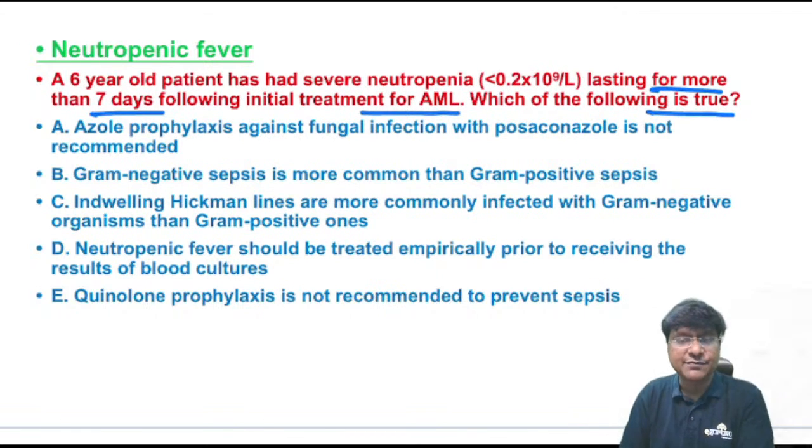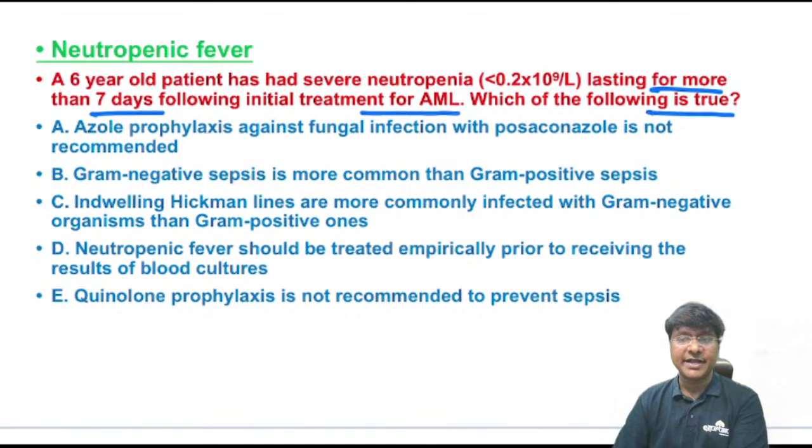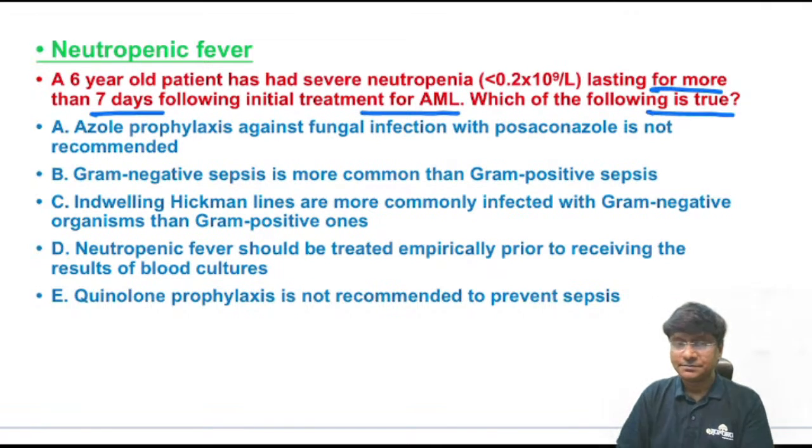Azole prophylaxis against fungal infection with posaconazole is not recommended. Gram-negative sepsis is more common than gram-positive sepsis. Indwelling Hickman lines are more commonly infected with gram-negative organisms than gram-positive ones. Neutropenic fever should be treated empirically prior to receiving the results of blood culture. Quinolone prophylaxis is not recommended to prevent sepsis. What do you think is the correct statement?